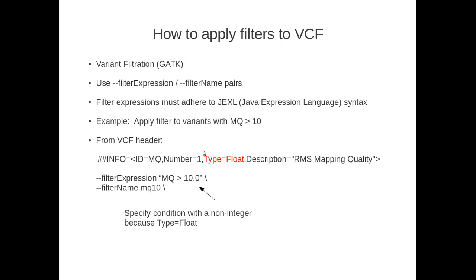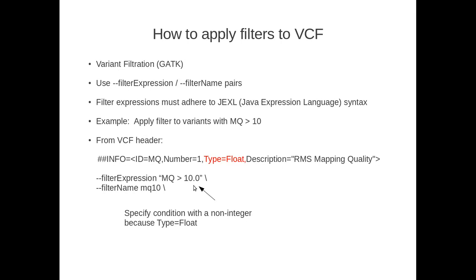So here I want you to notice in the header line, where we have a description of each tag in the info column, you'll see that you have type equals float in this particular example, whereas in other examples you'll see type equals integer, or others might be something else, but these are two examples. And if type equals float, this is a decimal floating point number, and what this means is that the values in the info tags will have decimal floating points, and if they do, then you must specify your criterion with a decimal floating point.